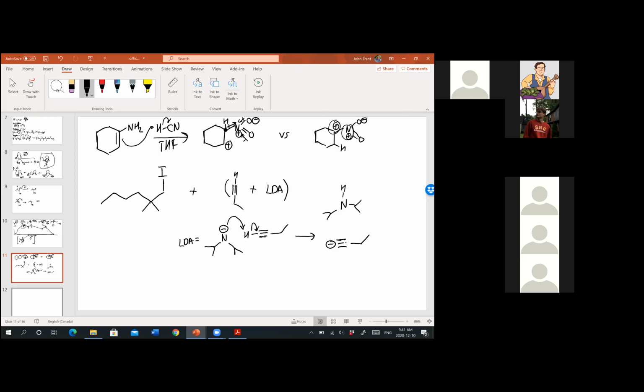But this negative charge is in an sp orbital. This one is in an sp3 orbital. And it's just really good to have that in an sp orbital. It's really stable. So this is what we get from premixing these two. Now, C minus is a good nucleophile and it's a good base.